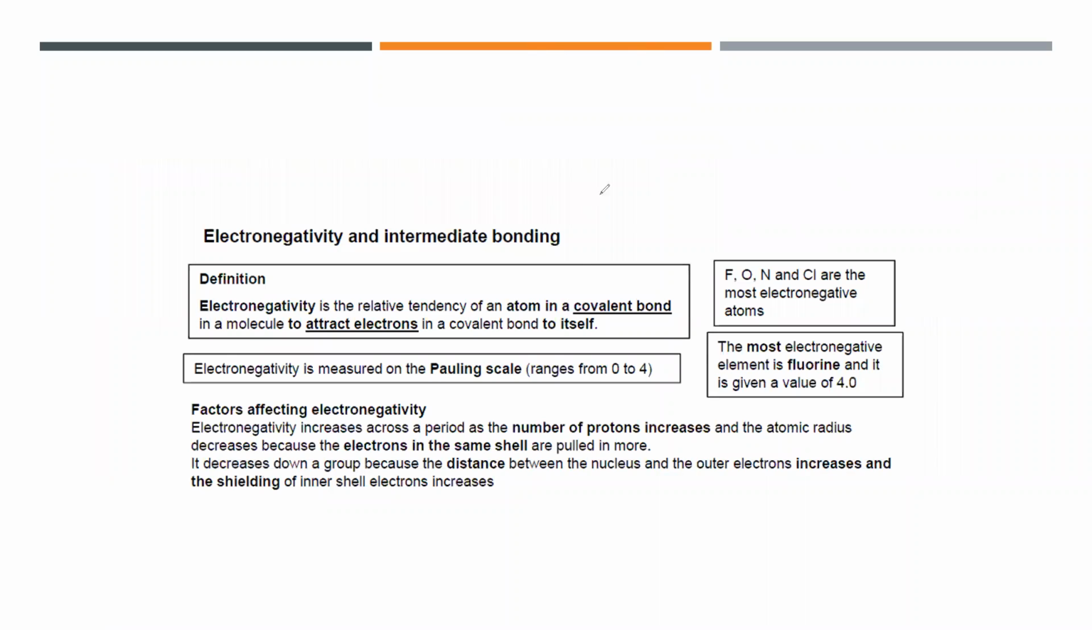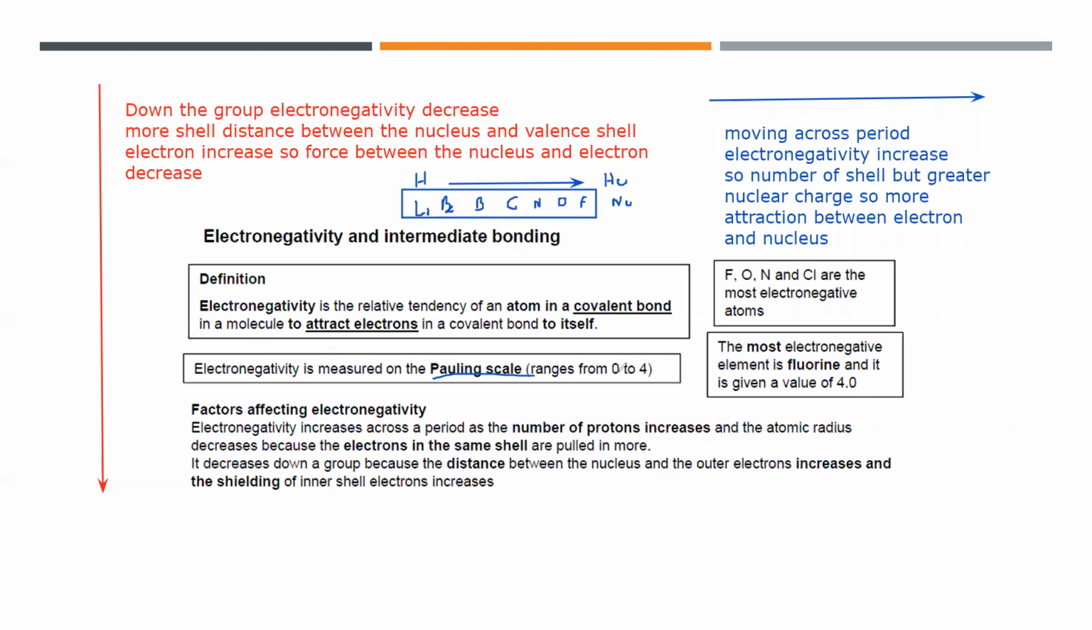Basically, the Pauling scale ranges from 0 to 4. The highest value is 4, and the minimum value is 0. So the most electronegative elements are fluorine, oxygen, and nitrogen.